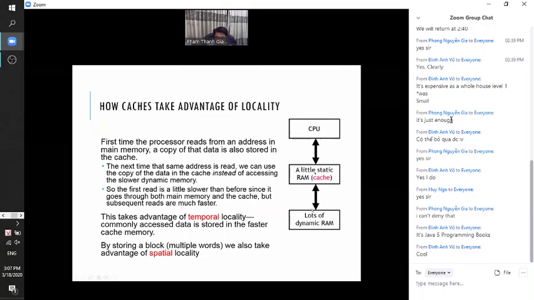The first time we read from memory is slow, but the next time, when it is stored in the cache, the second read from the cache is much faster. The first time is a little slower than before, of course, because if we have no cache, the first time only reads the dynamic RAM. But with a cache, we also read the dynamic RAM and need one more step to store to the cache. It is just a little slower, because writing to the cache is also fast. So the first read is a little slower since it goes through both memory and the cache, but subsequent reads are much faster.